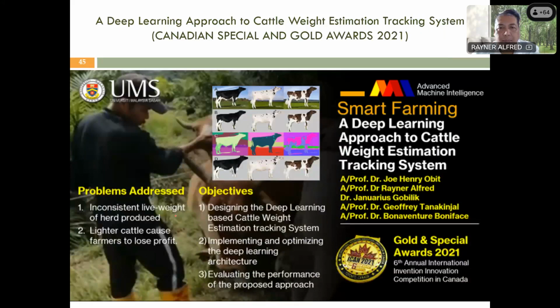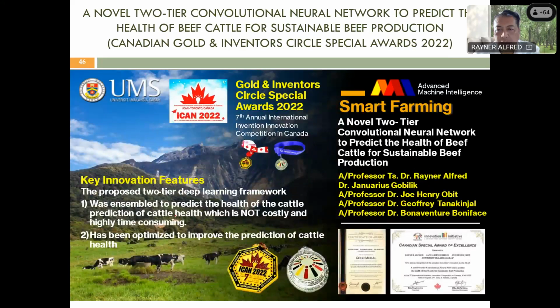So this is some of the samples that we have. I think I've shown you before. This one we are trying to estimate the weight of the cattle based on the image that we have. This one we try to predict the health of the beef cattle based on the movement. We put sensors, and also we base it on the weight that they have.